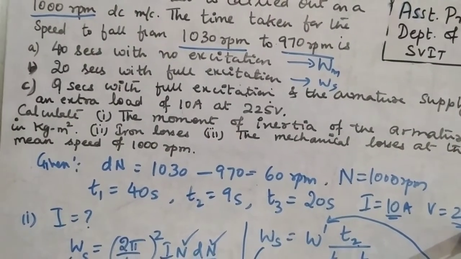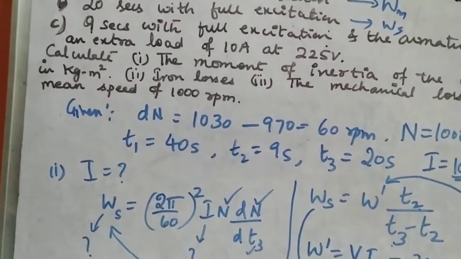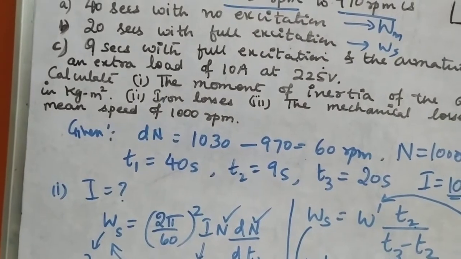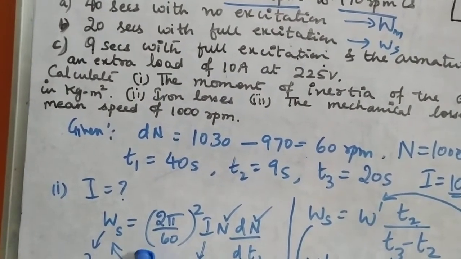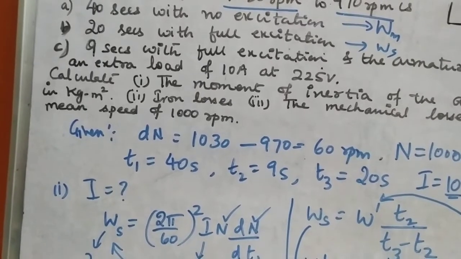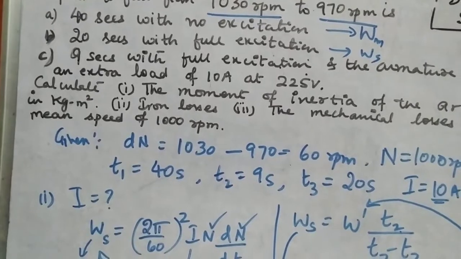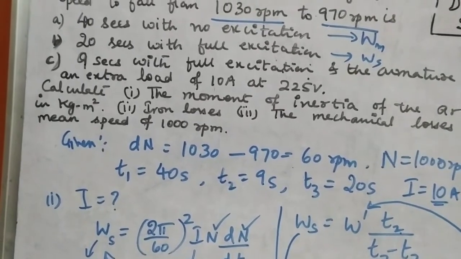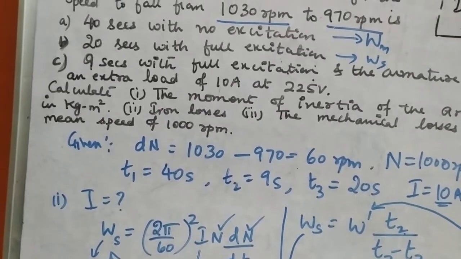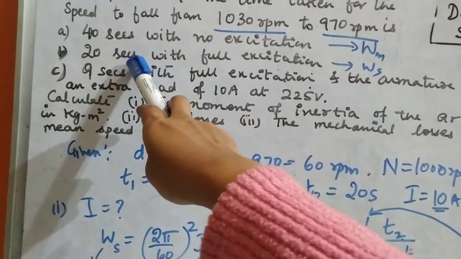Now let us determine the moment of inertia, I. So how to determine I? We have to use the formula of the stray losses, which can be given as Ws equals (2 pi by 60) whole square into I into N into dN divided by dT3. Here we take T3 because we can find the moment of inertia only during the full excitation. So I have considered the time slot T3 for the 20 seconds.